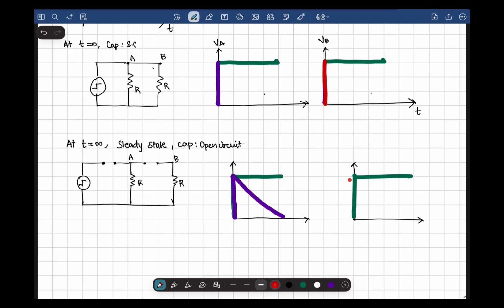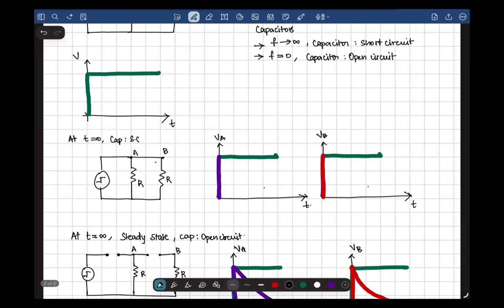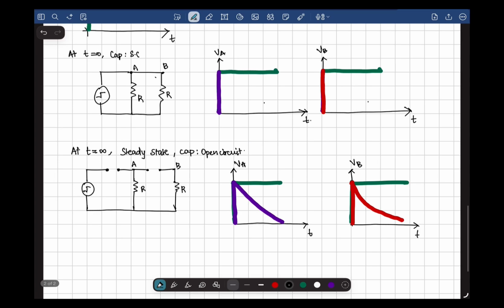and the node B will discharge something like this. This would be node A, this would be node B. And this is how intuitively you can capture the behavior of the RC circuit.